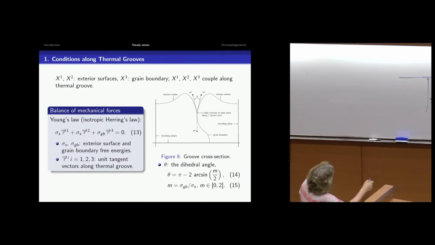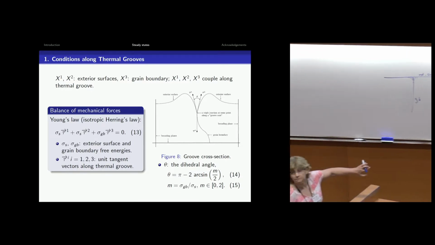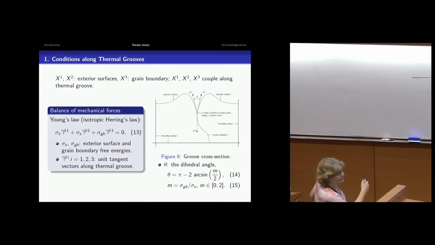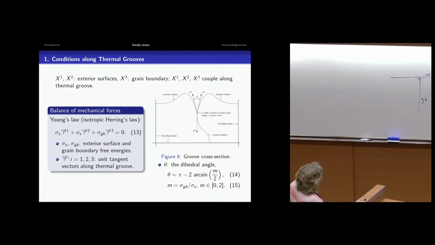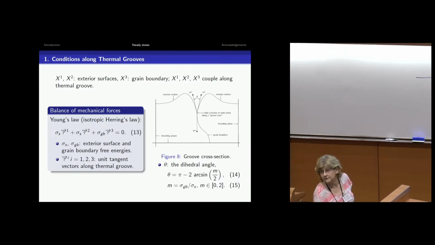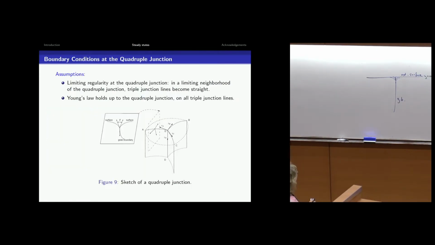At the thermal groove, this is where a grain boundary joins up with exterior surfaces. This is just a 2D cross-section, but it's actually a 3D model. And this is the balance of mechanical forces. It gives an angle condition. It dictates the angle at the triple junction. This is the dihedral angle, and it's dictated by this balance of surface free energy of the grain boundary to surface free energy of the exterior surface.